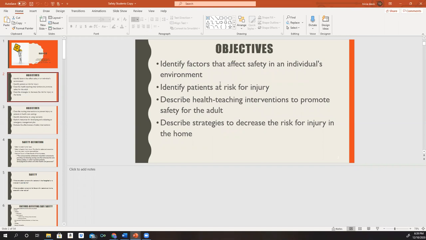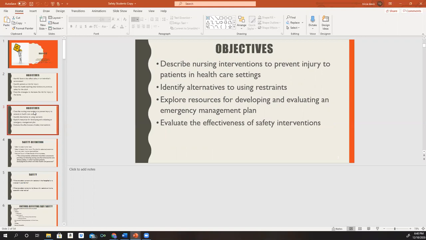The objectives for this lecture are to identify factors that affect safety in an individual's environment, identify patients at risk for injury, describe health teaching interventions to promote safety for the adult, describe strategies to decrease the risk for injury in the home, describe nursing interventions to prevent injury to patients in the healthcare setting, identify alternatives to using restraints, explore resources for developing and evaluating an emergency management plan, and evaluate the effectiveness of the safety interventions that we implemented.